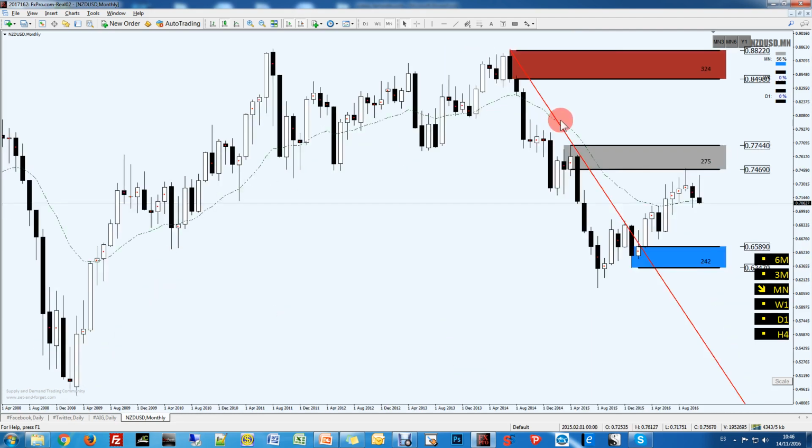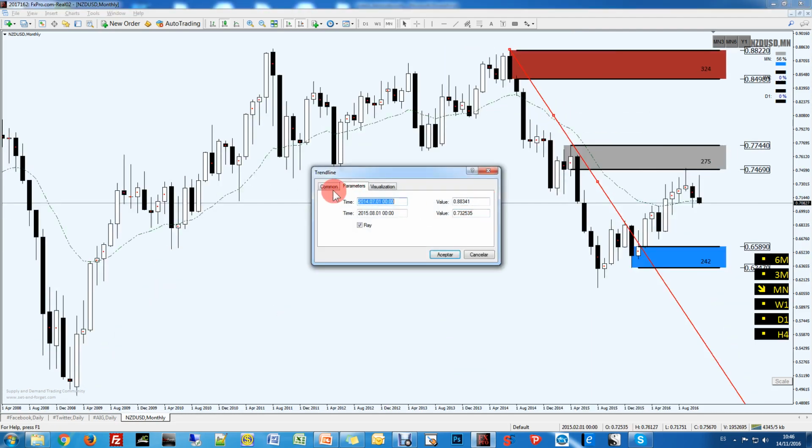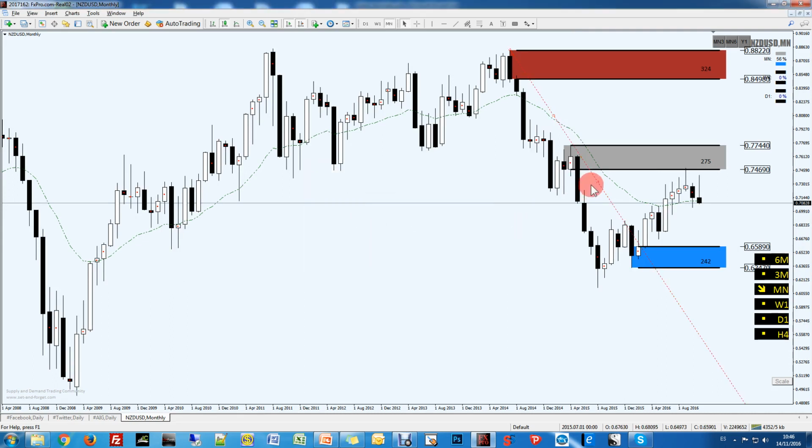I will make it one line thick, otherwise it will not be broken. Okay, so we've got a monthly bearish consolidation. This is what we have right now. The monthly supply is in control, no longer allowed. We've been talking about this for quite some time, so this is how you get there.